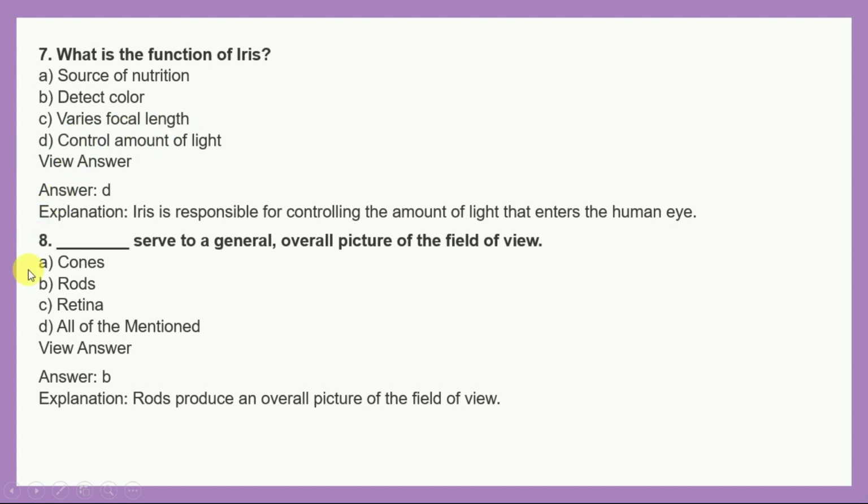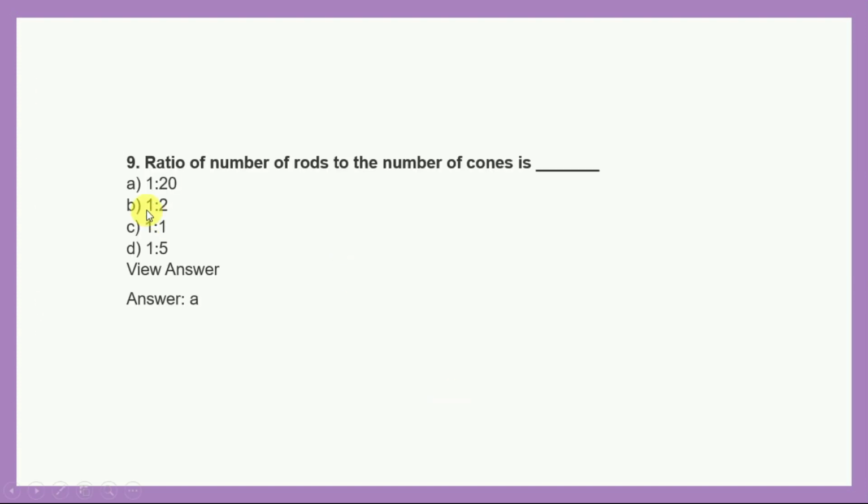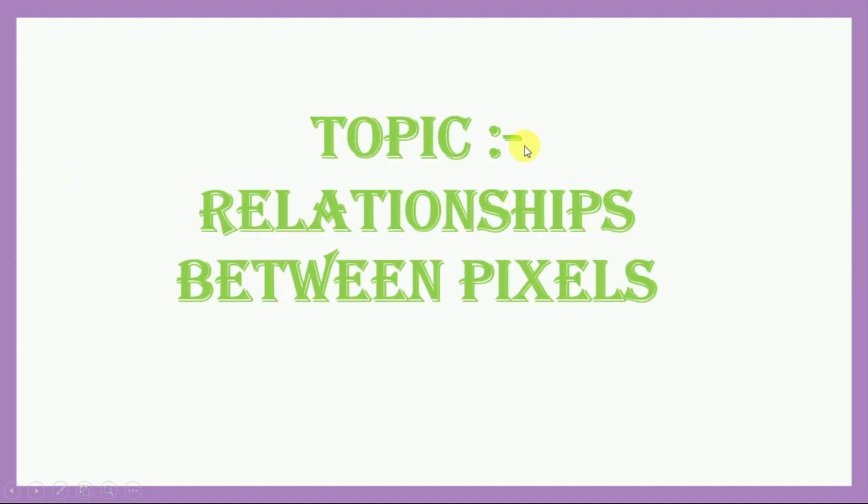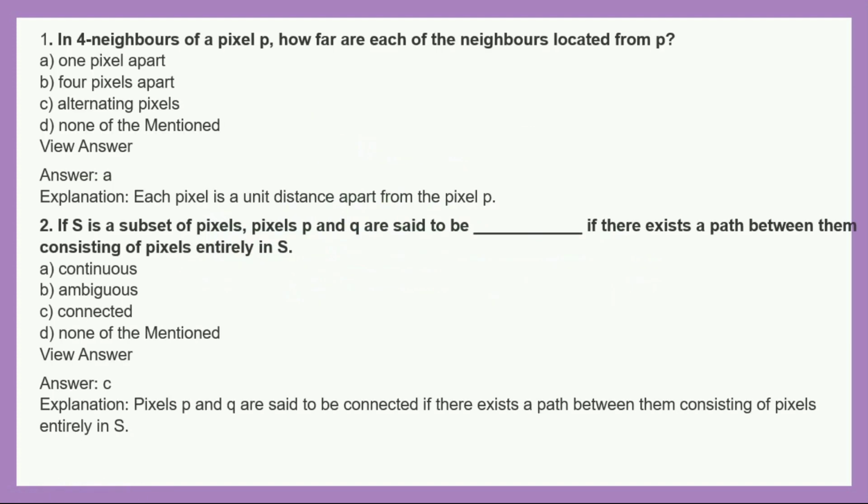Now question is, dash serve to general overall picture of the field of view. So answer of this question is option B, that is rods. Rods produce an overall picture. Now ratio of number of rods to the number of cones is option A, that is 1:20. Now the next topic is relationship between pixels. Now in a 4 neighbor of a pixel P, how far each neighbor is located from P? So answer is option A, that is 1 pixel apart. 1 pixel apart, it means 1 pixel over here, and after a gap of 1 pixel there is another pixel, so 1 pixel apart they are fixing like that.